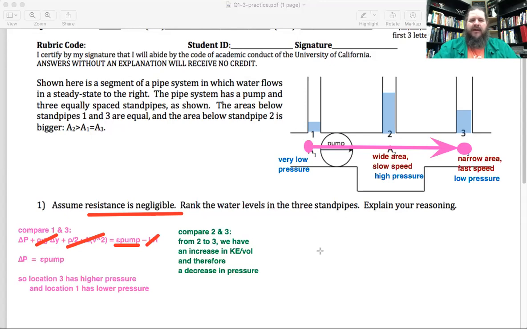Any questions on that ranking so far? Or any other questions on how to use standpipes like this?